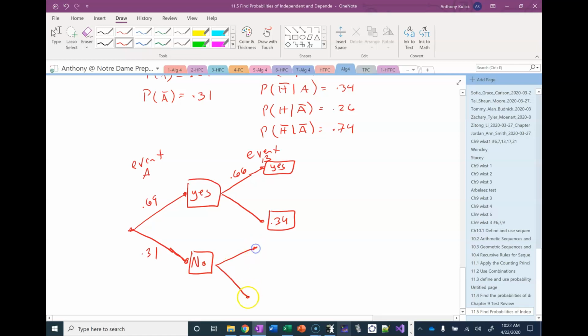And then if the adult does not wear their seatbelt, oops, got to write the 34% there. The high school student wears their seatbelt 26% of the time, and they do not wear their seatbelt 74% of the time. So if I'm looking for the probability that the high school student wears their seatbelt, there's two outcomes in this tree diagram that I've drawn where the high school student is wearing their seatbelt.